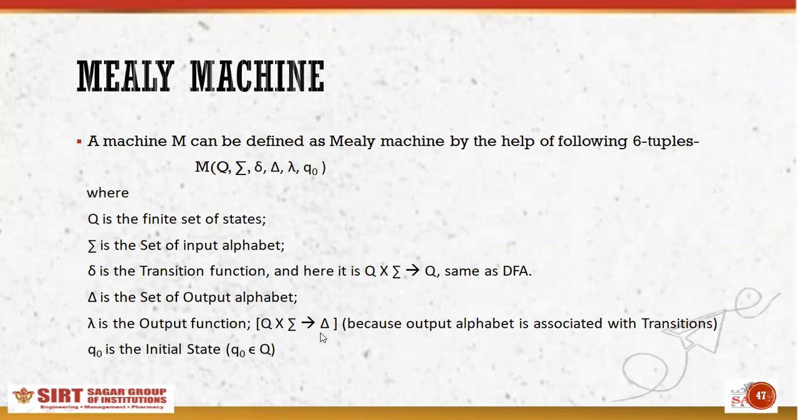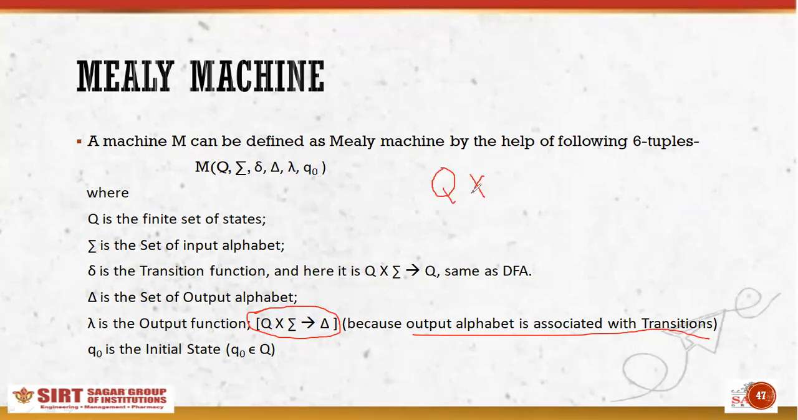Now, what is the output function here? Here you can see, as I have written, that the output alphabet is associated with a transition. That is why I have written here Q cross sigma maps to delta, because what is the criterion of making a transition? It is what state you are presently at and what input alphabet you are getting, that is Q cross sigma. So the deciding parameter for output will be Q cross sigma.